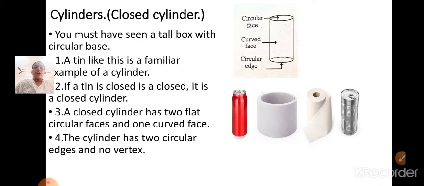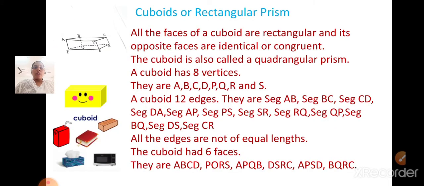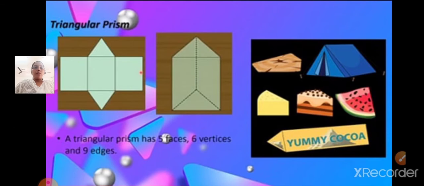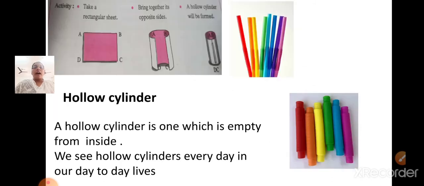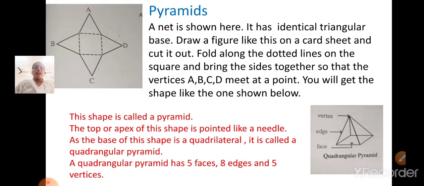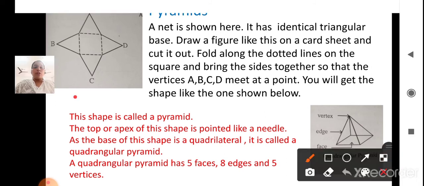Okay. So till now we have done with cuboids, cubes, triangular prisms and cylinders. The 4 shapes we have done. And in cylinders we have learned closed cylinder and hollow cylinder. Now we'll learn about pyramids. Okay. Now let us do this small activity. See, this is the net form shown here. You can see here in the figure. A net is shown here.